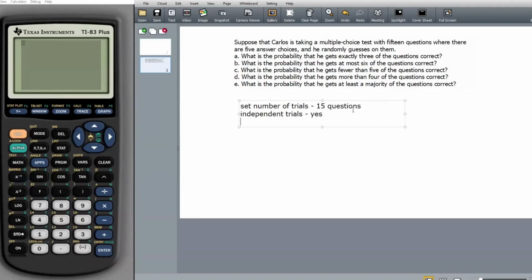And do I have 2 possible outcomes? Yes. While there are 5 answer choices for my questions, the only possible outcomes that I have are if I get the answer correct or the answer incorrect. Since all 3 of my conditions are met, I can say that this is a binomial distribution, which means now I can identify my 3 important numbers for each of my sections.